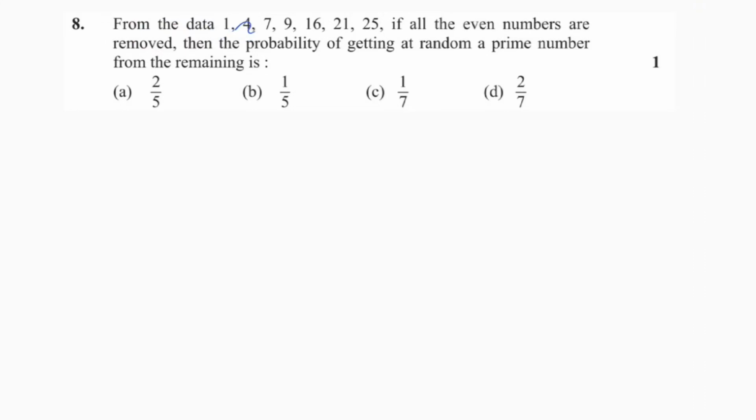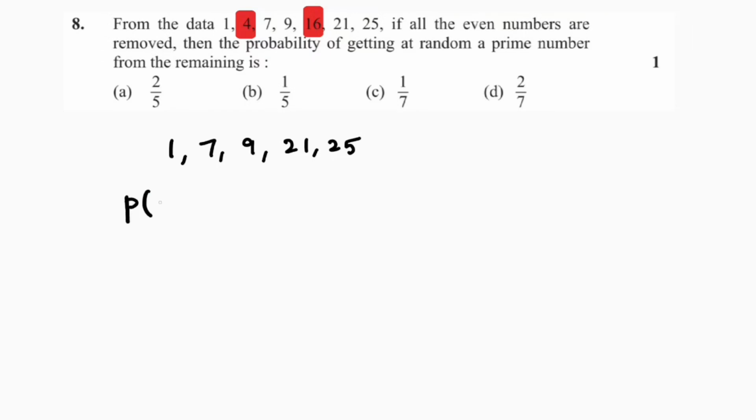From the data 1, 4, 7, 9, 16, 21, 25, if all the even numbers are removed, so if I remove all the even numbers, like 4 and 16, these are the two even numbers, I'm left with 1, 7, 9, 21, 25. Then the probability of getting at random a prime number.